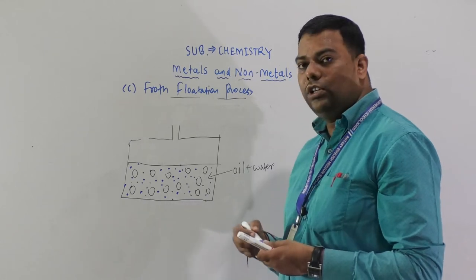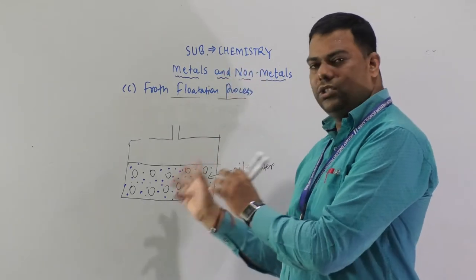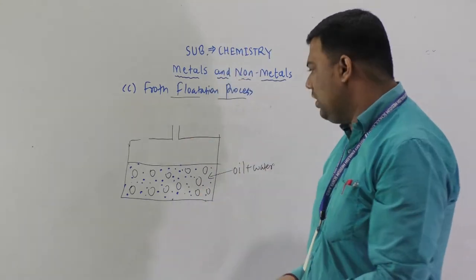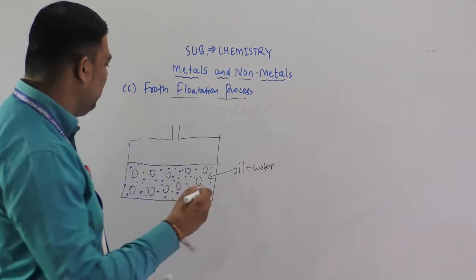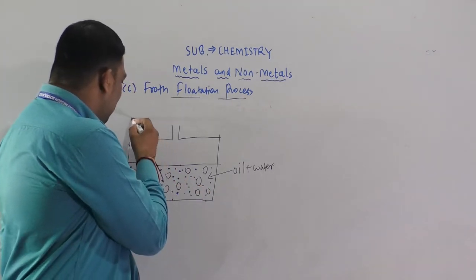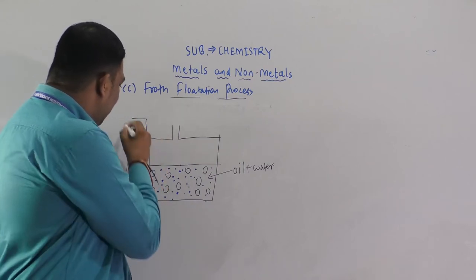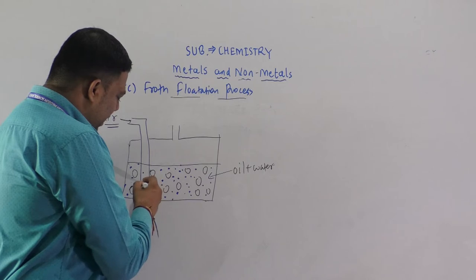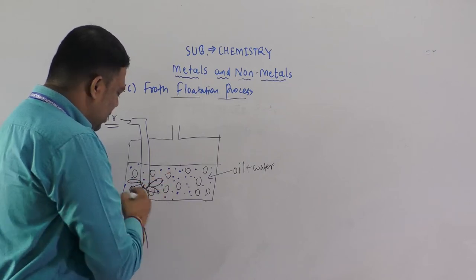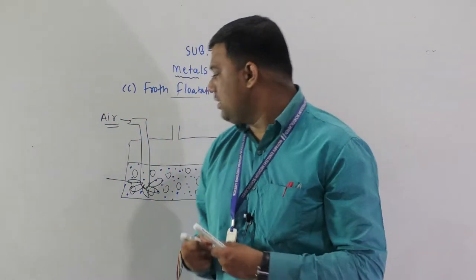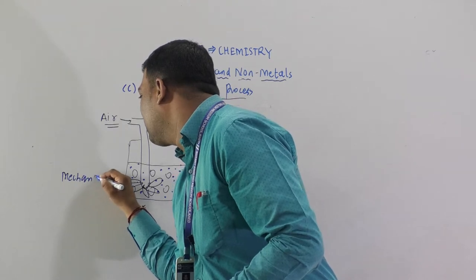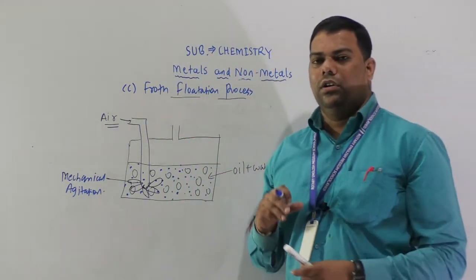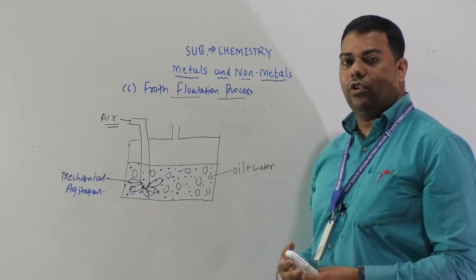Okay, flotation process. Here we have to mix all this. For mixing we want mechanical agitation, and suppose we apply air here. Mechanical agitation means we have to mix all this. Then only will we be able to separate the ore and impurities.